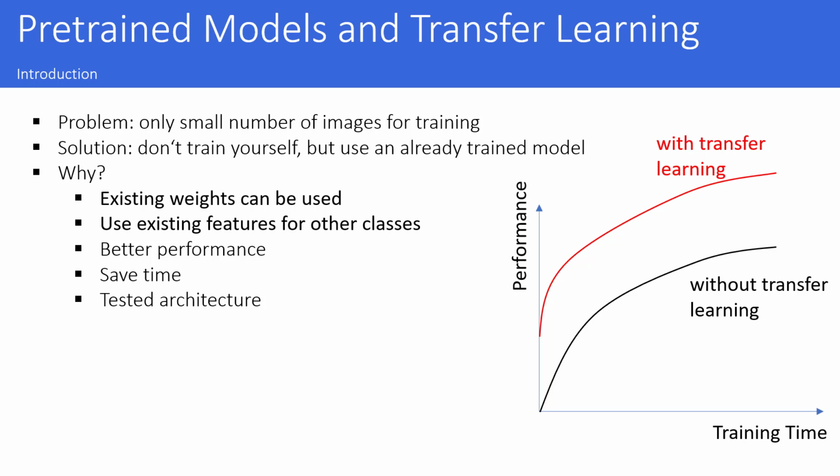You can see this in the graph at the right side. The performance of the model is shown as a function of training time. Without transfer learning, you start at 0 and your performance increases slowly with training time. With transfer learning, many features are already known, so your performance is quite decent even at the start, and it will further increase with more training. You also rely on a tested architecture and you know that the architecture is performing well.